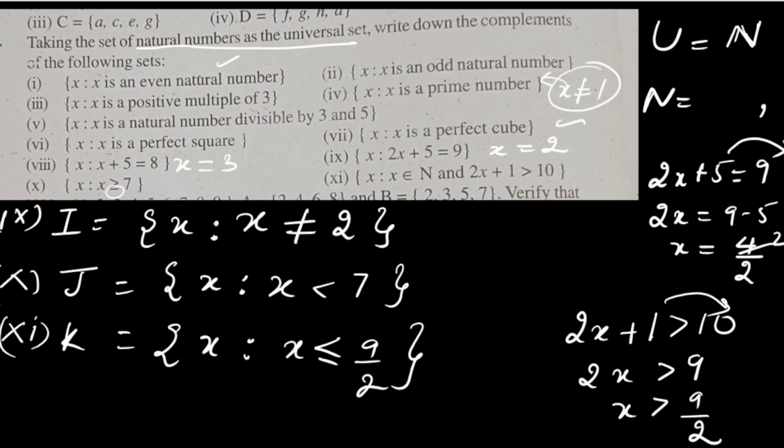See, completely opposite inequality I have to use. Here the inequality was greater than equals to, I took less than. Here the inequality is only greater than, so I took less than equals to. Because we are writing complement sets. With this we have completed this question as well. Let's move towards the next question now.